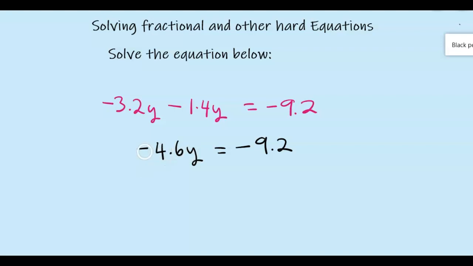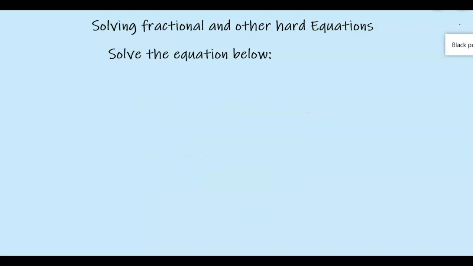Here it's being multiplied, so we divide both sides by negative 4.6. Repeat the same thing here. It's 1 times y. We got y. And here, if you put it in the calculator or do your calculation, you're going to get positive 2. And you're done.